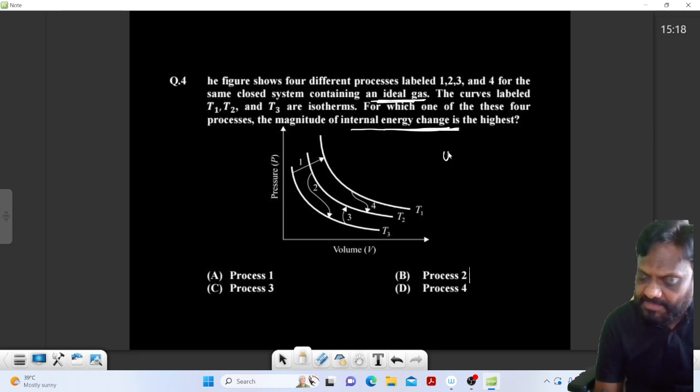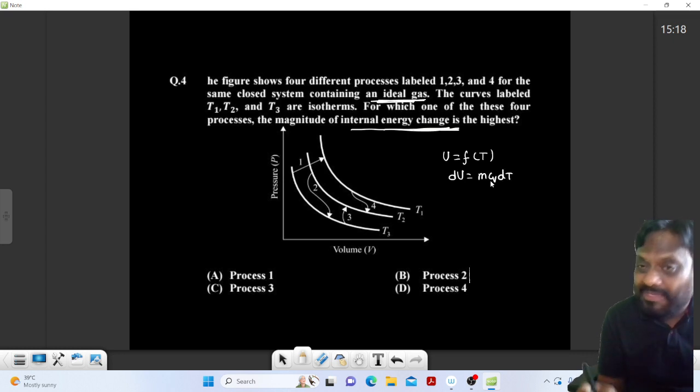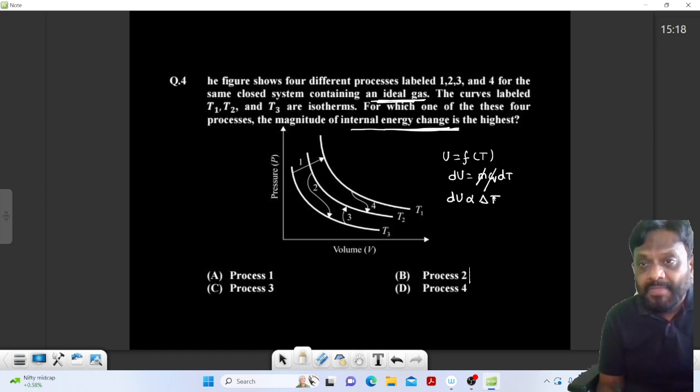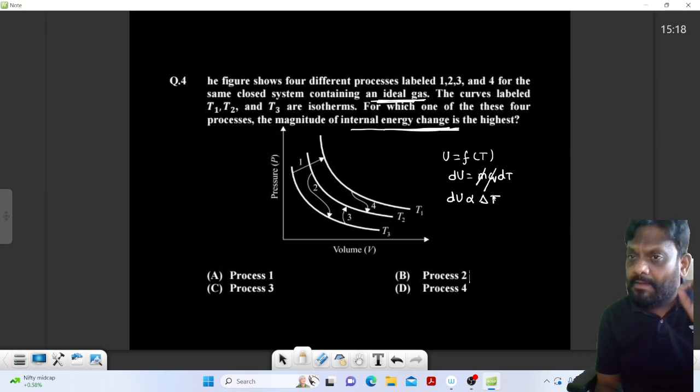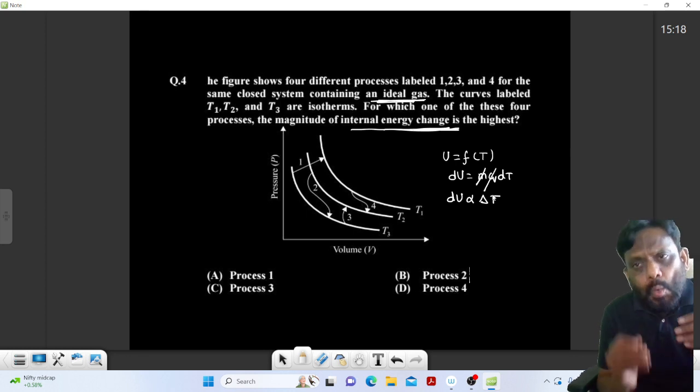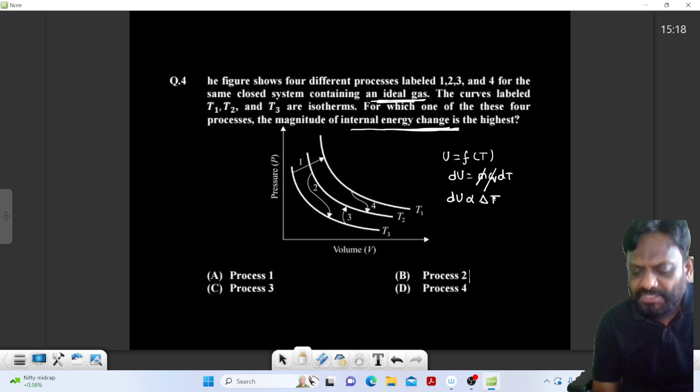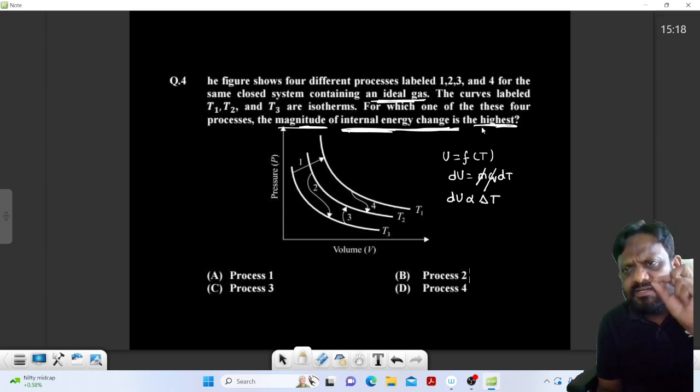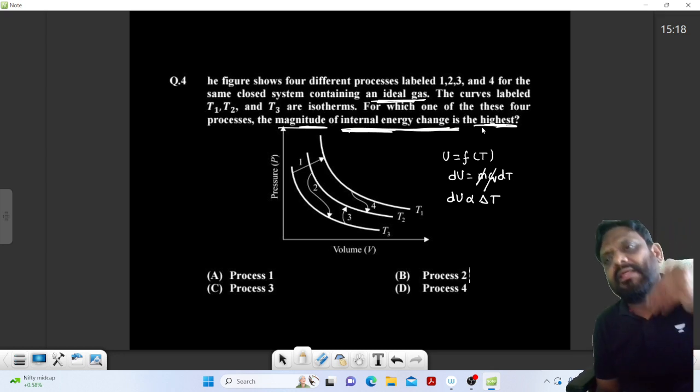For an ideal gas, internal energy is a function of temperature. And he is asking, look at it. We can write dU as mCv dT. And you know, gas is same, so Cv is not changing, mass is not changing. The change in internal energy is directly proportional to temperature. Larger the temperature difference, larger is the internal energy change. Why are you calculating larger internal energy change? Because he said calculate the magnitude of highest internal energy change. Matlab, the process in which the temperature difference is maximum, the internal energy change will be maximum.